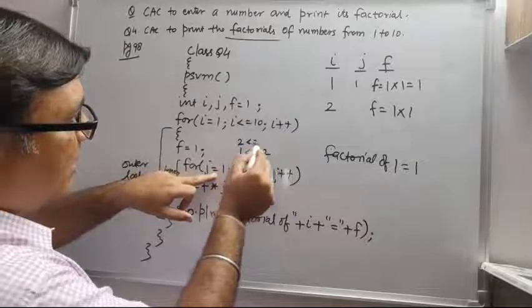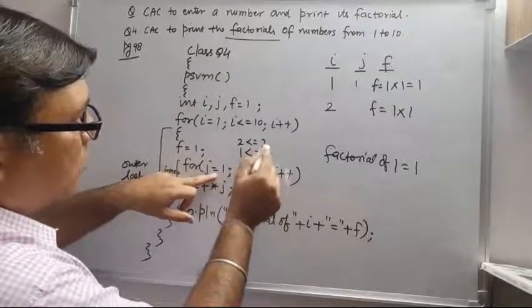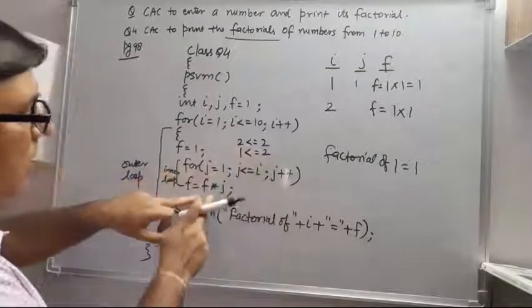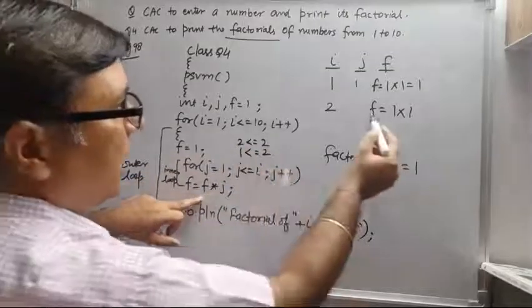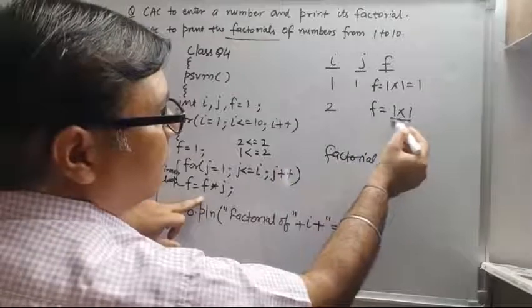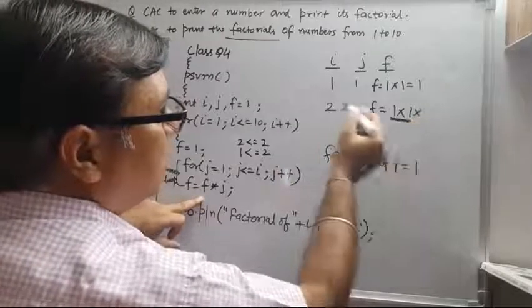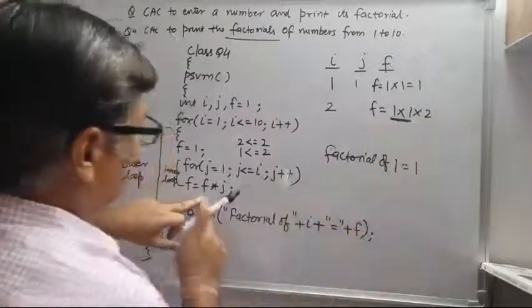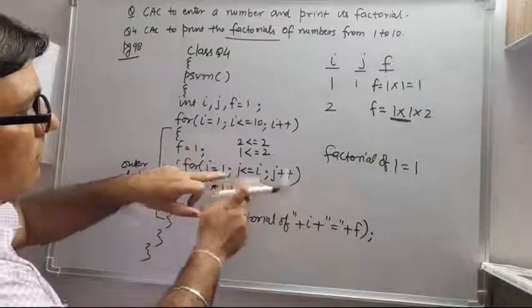2 is less than equal to I. What is I? That is 2. This condition is again true. This will move forward. f is equal to f into j. f is equal to f into j. What is j? That is 2. It will move again. The value of j will become plus plus.